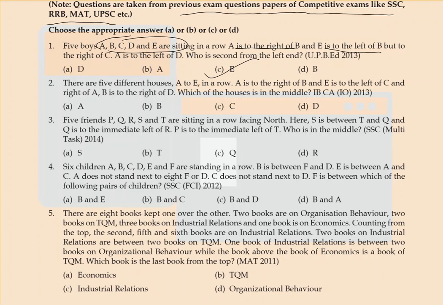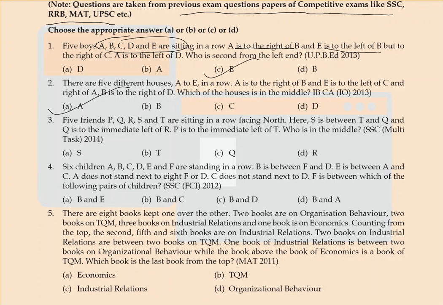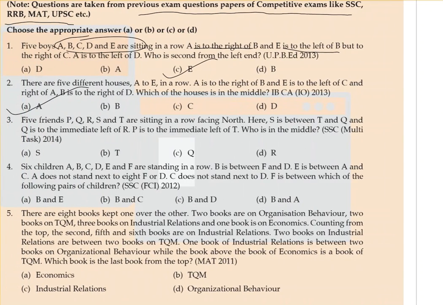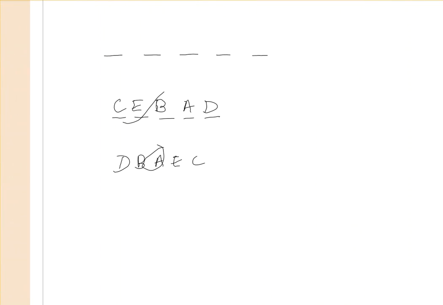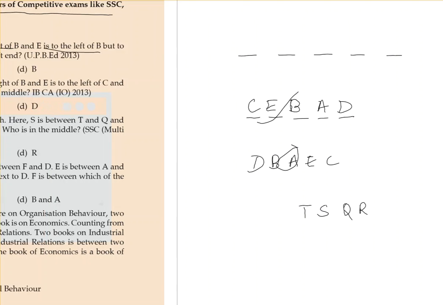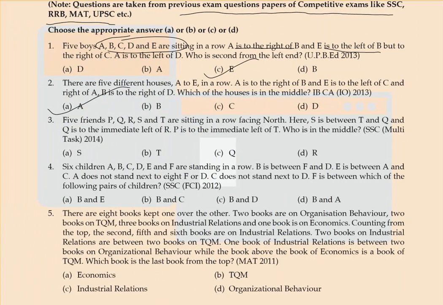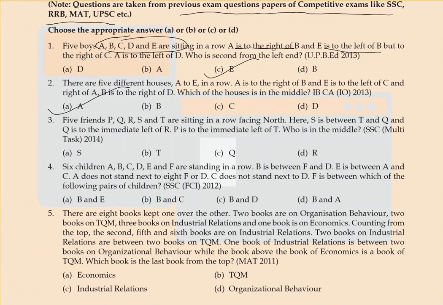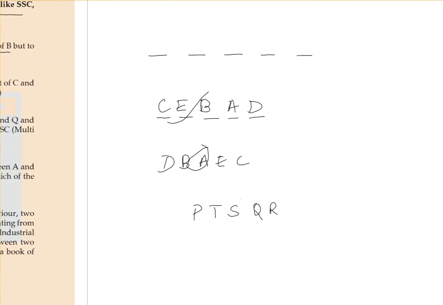A. Okay. Five friends P, Q, R, S, T are sitting in a row facing north. Facing north means normal situation. Here S is in between T and Q. And Q is to the immediate left of R. So S is here. P is to the immediate left of T. Done. All five are placed. Who is in the middle? S is in the middle.